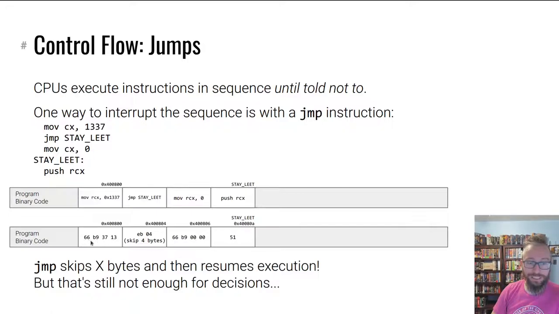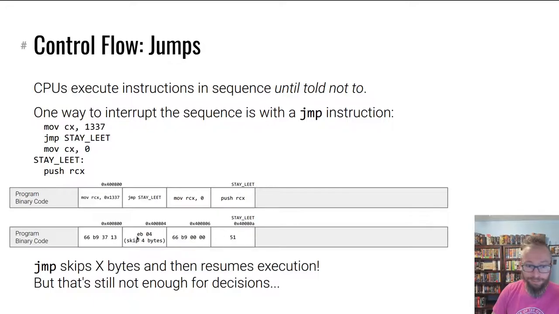This is move CX 1337. You can in fact see little endian 1337 right here. Cool, huh? And B6B9 is move CX. Amazing. Mind blown. All right, this is jump, EB.